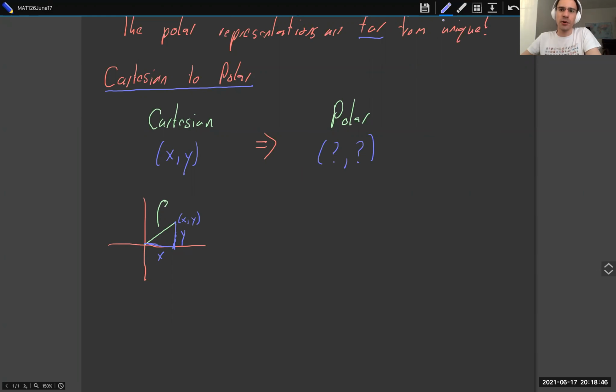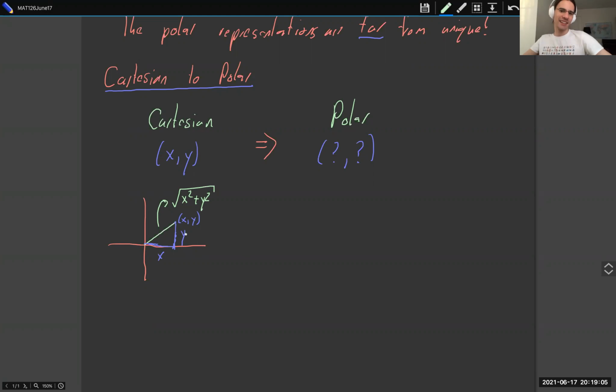Well, what theorem do I use? Pythagorean theorem. Exactly. So I get what? Root x squared plus y squared.